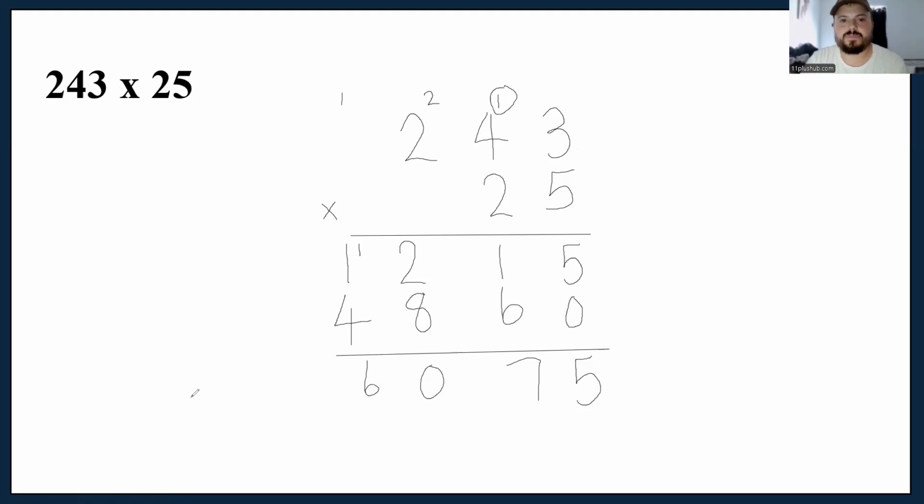Okay, let's do another one. So 351 multiplied by 19. Once again, I'm going to start off by writing the larger number at the top. So 3 hundreds, 5 tens, 1 one, and underneath my smaller number, which is 1 ten and 9 ones. Okay, here's my line and the multiplication symbol.